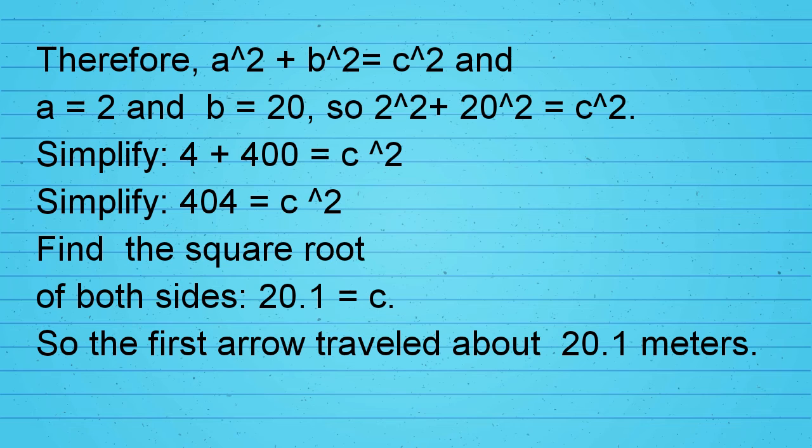Simplify. Further simplify. Find the square root of both sides. You will get the value of c, 20.1. So the first arrow traveled about 20.1 meters.